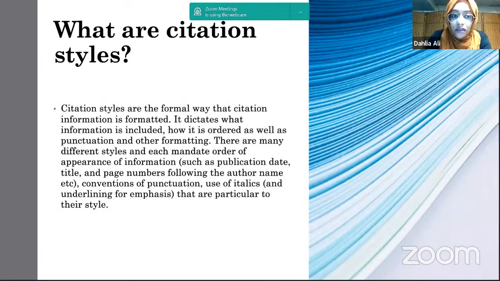What are citation styles? Citation styles are a formal way that citation information is formulated. They dictate what information is included, how it's ordered, as well as punctuation and other formatting. There are many different styles, and each mandates the order of appearance of information, such as publication date, title, page number, following the author name, and so on. Conventions of punctuation, use of italics, and underlining for emphasis are particular to their style.